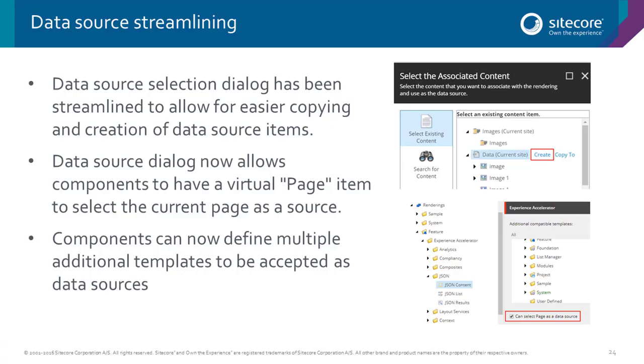We also made some changes to how SXA uses data sources in version 1.6. The Select the Associated Content dialog window has gotten some new options. You can create your content items over there, you can create your folders, but you can also copy items. This allows for a better content structure management in your dialog window. It is also possible to select the virtual page item in your data source dialog, which allows you to set the current page as your data source. In addition, components can now have multiple templates be accepted as data sources.